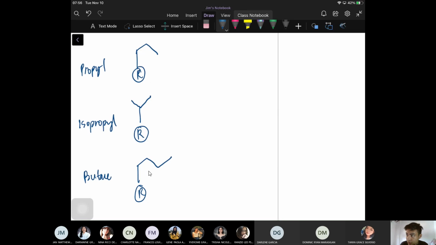So yan, 4 carbon chain yan. 1, 2, 3, 4. So CH2, CH2, CH2, CH3. However, pwede yan magka-isomer pa, no? So ano yung isomers ng butane? So we have the isobutane, the sec-butane, and the tert-butane.